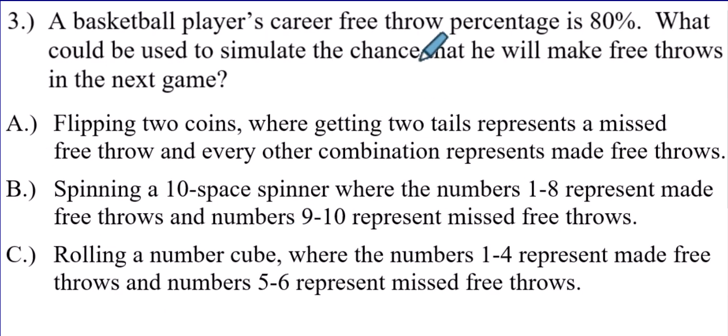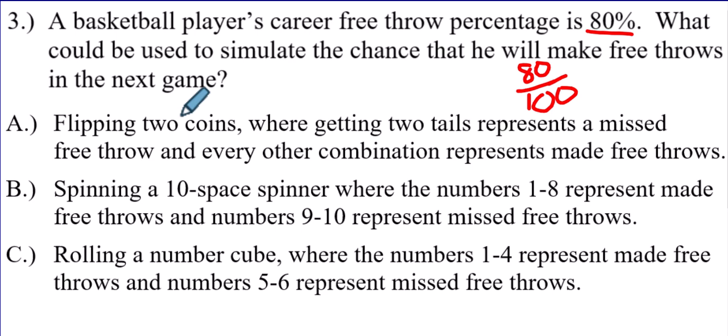Problem number 3, we have a free throw percentage of 80%. Now you need to know that 80% means 80 out of 100. And 80 out of 100 could reduce to 8/10 or 4/5. So something with 100 outcomes would work, but that's kind of insane. Maybe something with 10 outcomes, because this can reduce to 8/10, or 5 outcomes, because this would reduce to 4/5.